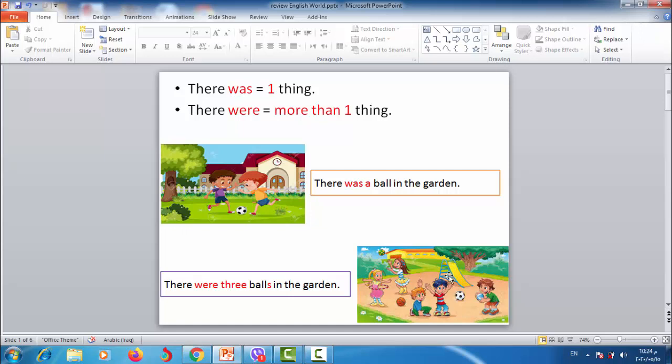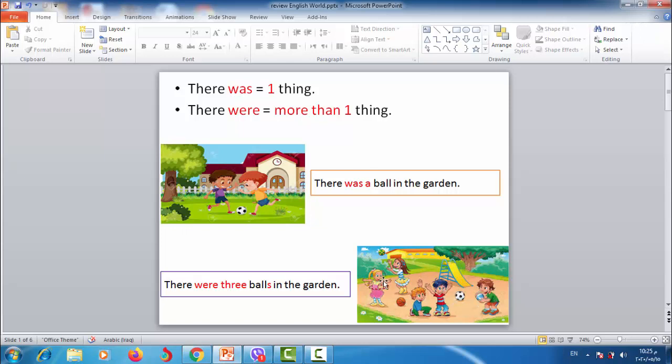We can say there was a slide because there was only a slide in the garden. And also we can say there was a tree. We can say there was a tree in the park, in the garden.